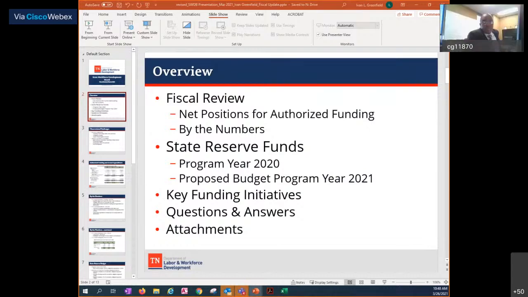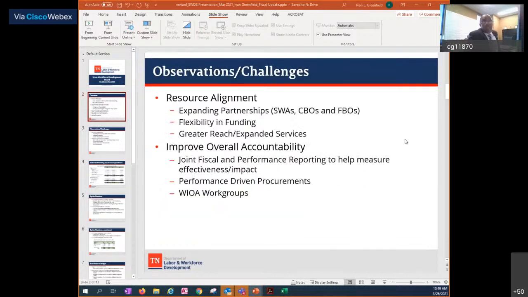Okay, so we're talking fiscal review leading to the PY21 state reserve funding budget review and approval, and then kind of ending with some highlight on some key initiatives. As a cleanup thing, at the end of the slide there are some attachments that provide further details on some of the numbers. So, jumping right in.